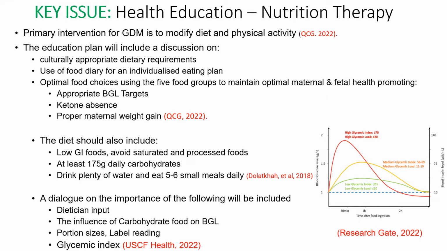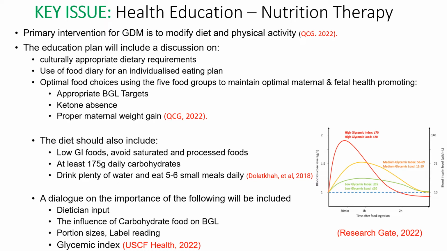Nutrition therapy. The primary intervention for GDM is to modify diet and physical activity. The education plan will include a discussion on culturally appropriate dietary requirements and the use of a food diary for an individualized eating and food tracking plan. Sally will be encouraged to make optimal food choices using the 5 food groups to maintain optimal maternal and fetal health that promotes appropriate BGL targets, ketone absence, and proper maternal weight gain.